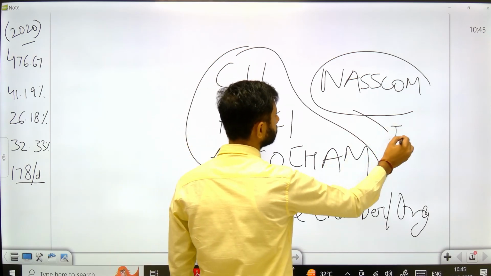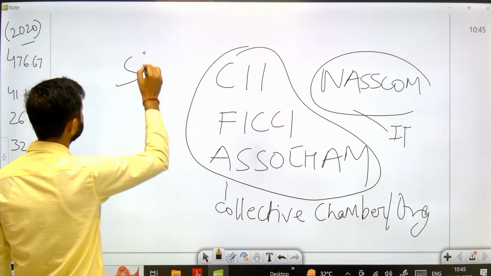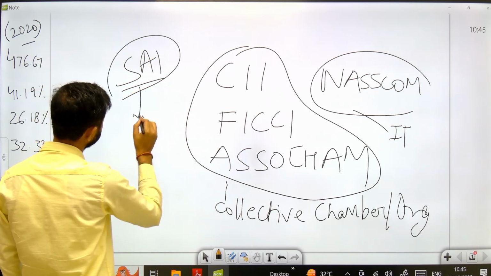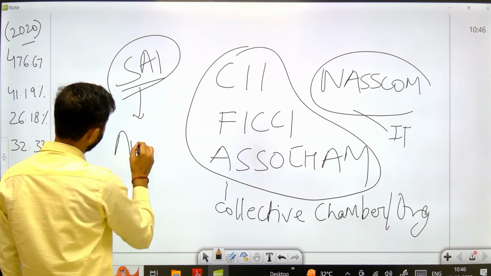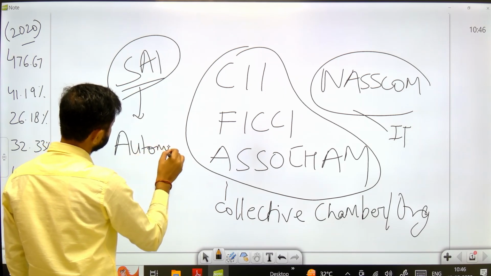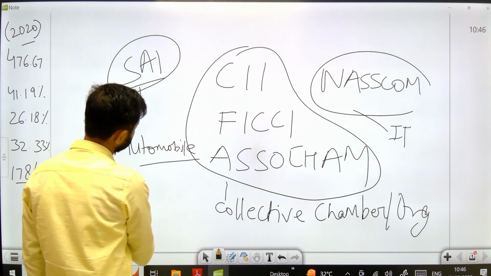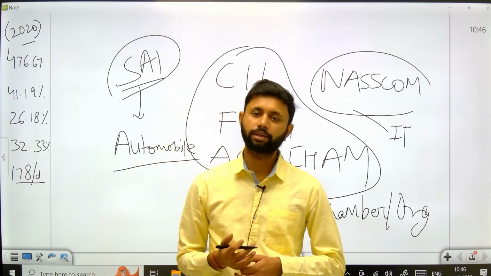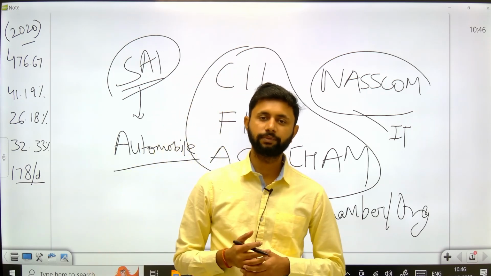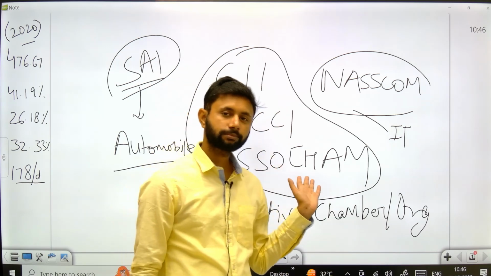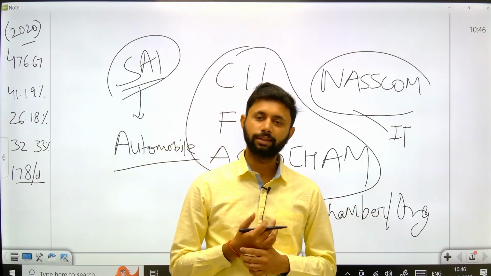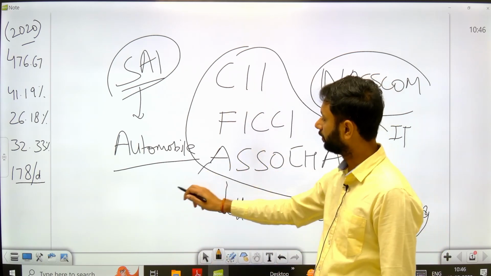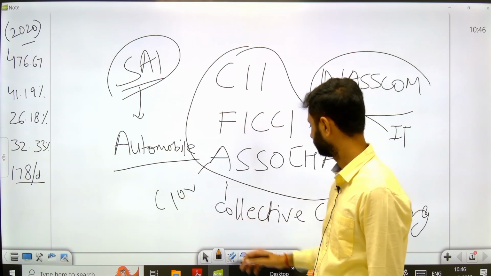This one takes care of the IT industry, the Society of Indian Automobile Manufacturers takes care of the automobile sector. Okay, so just like trade unions take care of workers at the plant level, this is the organization at the national level which takes care of employers whenever the government is in contact with.